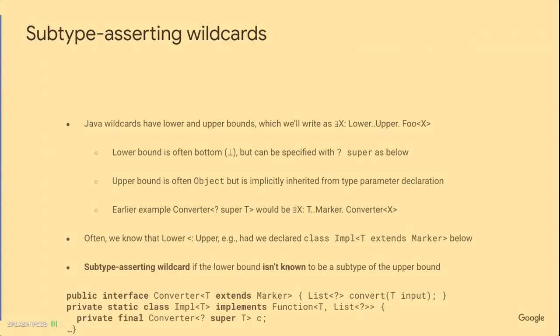Now, most of the time, we know that the lower bound is a subtype of the upper bound. But there are cases expressible in Java where, in the context where it's declared, we don't know this. And in this paper, we're going to call those wildcards subtype asserting wildcards. It'll become a little bit more clear why in a second. I posted a snippet of the code example that we looked at earlier here with our converter type, and then our converter question super t here. That's a subtype asserting wildcard, because t here doesn't have an upper bound. And so it asserts that t is a subtype of marker, even though we don't otherwise know that.